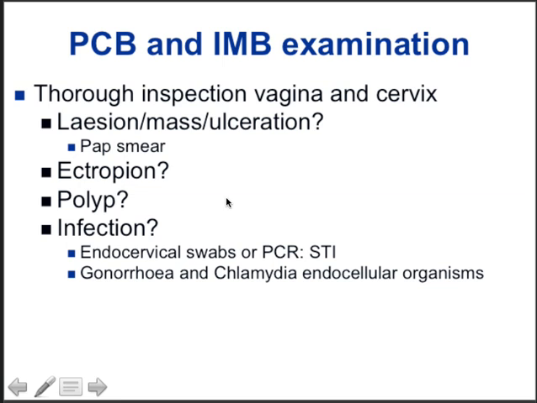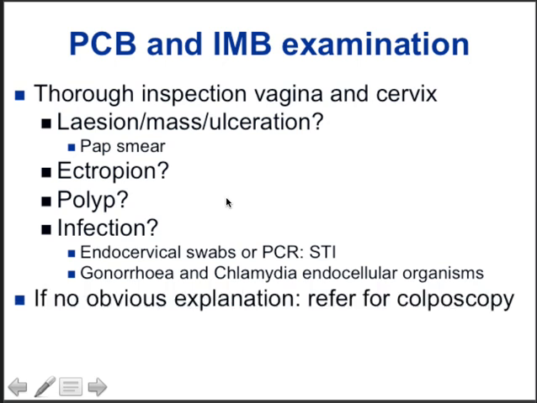For this lady, of course, and for ladies who present with postcoital bleeding and intermenstrual bleeding, taking of endocervical swabs or PCR for STI is appropriate. It's important that we take endocervical material so we have cells in the swab, because gonorrhea and chlamydia harbor inside the cells. If no obvious explanation, it's appropriate to refer a lady for colposcopy to have a closer and more detailed look at the cervix to try to find out the explanation for the bleeding above.